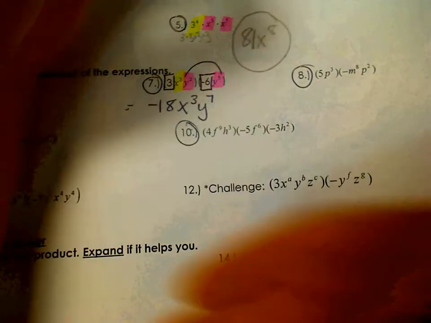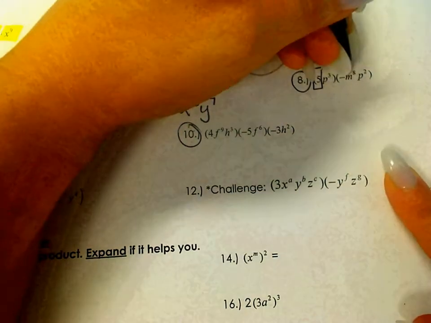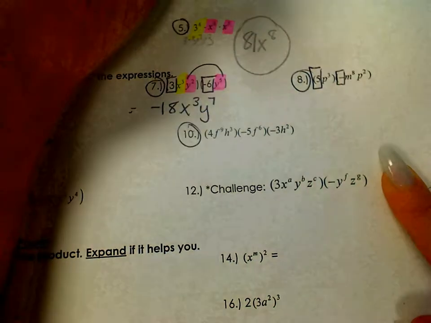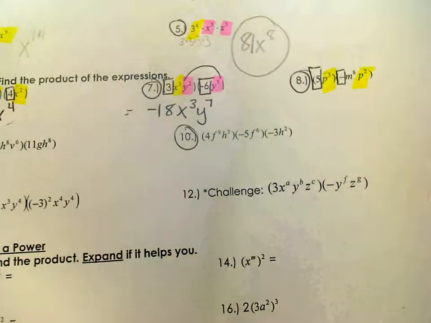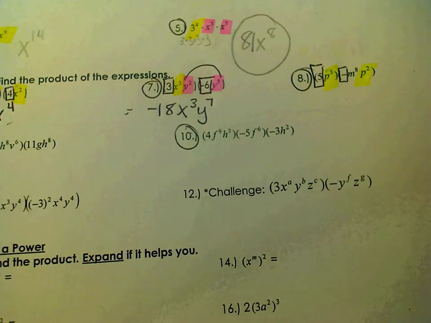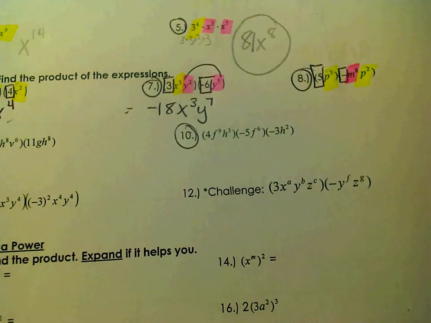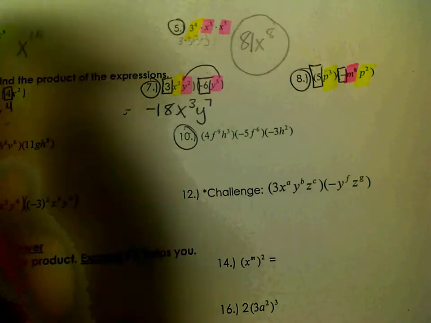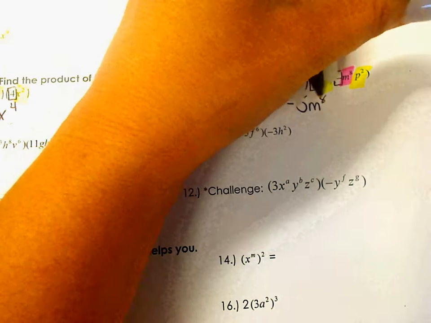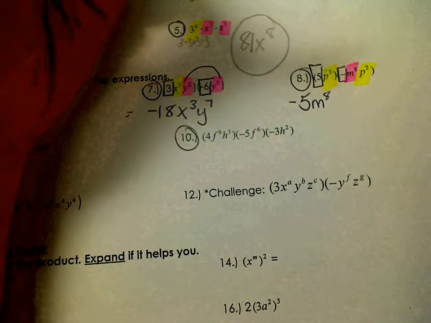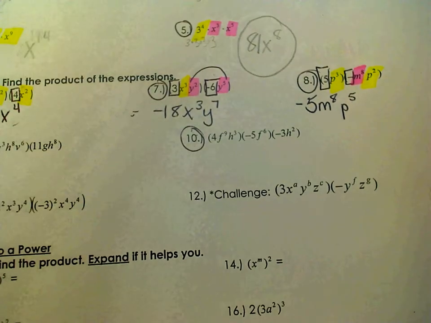Okay, same thing here. You have a 5, and then let's remember that you have a negative 1 right here. This is a negative 1. And then you have p to the 3rd power and p to the 2nd power. And then you just have an m to the 8th power all alone. So multiply your numbers. 5 times negative 1 is negative 5. And then we'll put the m. And then p to the 3rd power times p to the 2nd power is p to the 5th power.